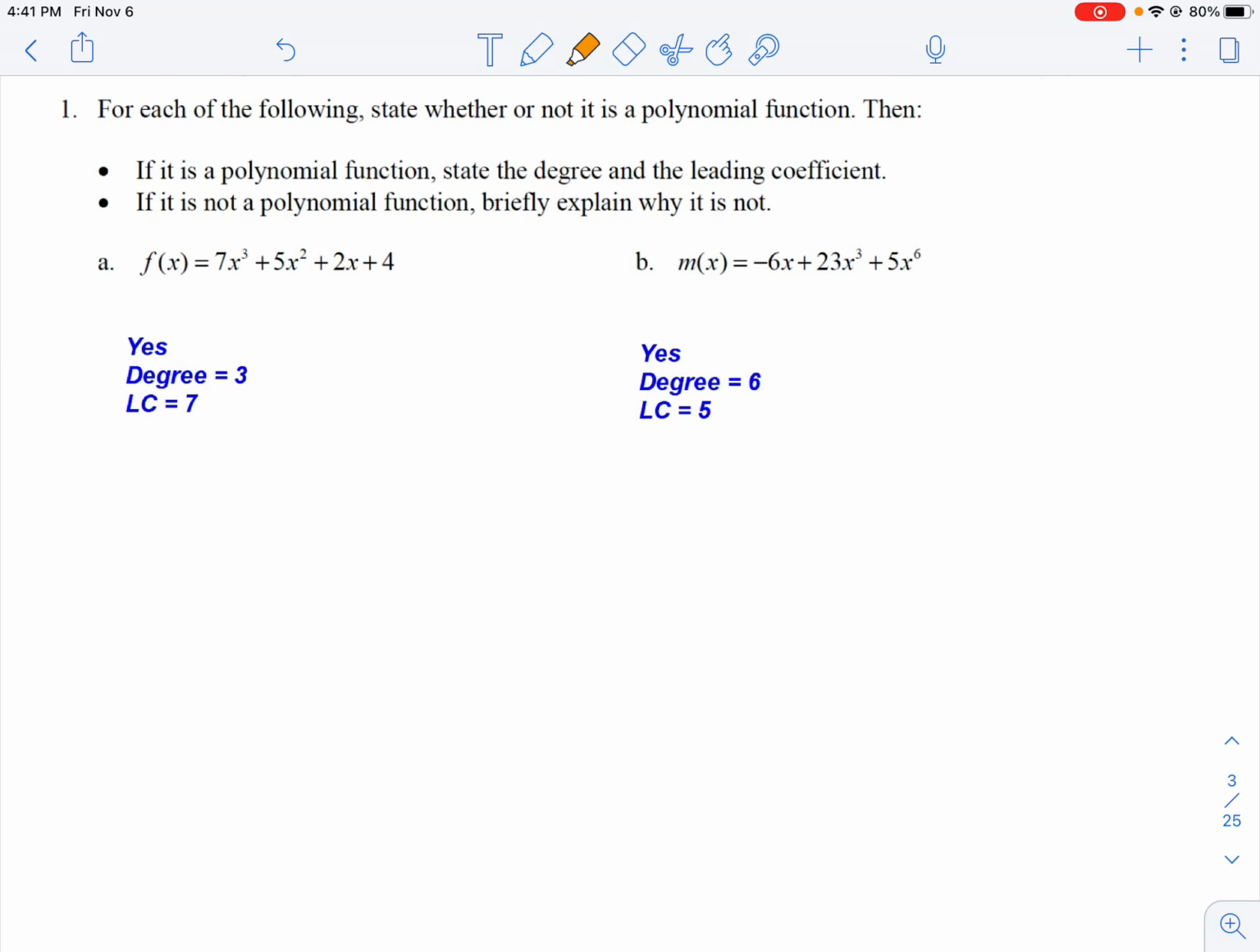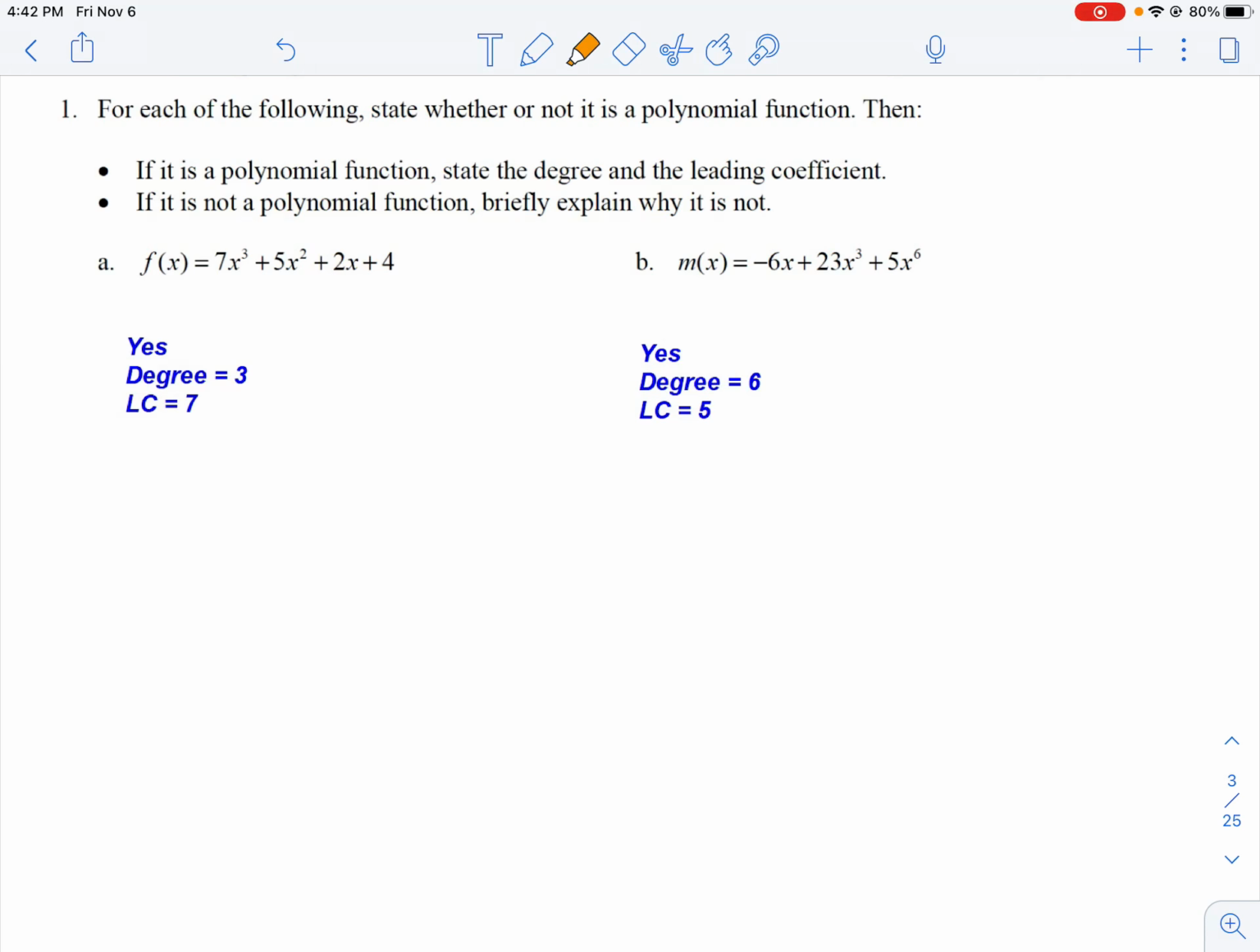Do we have a negative exponent? No. Do we have a fractional exponent? Do we have multiple variables? So all of those are no, no, no, no. That means that this one is a polynomial function. And because it's a polynomial function, we will find the degree and the leading coefficient.